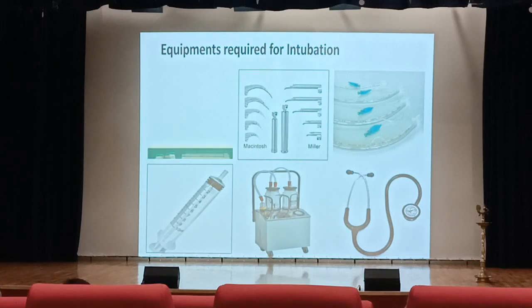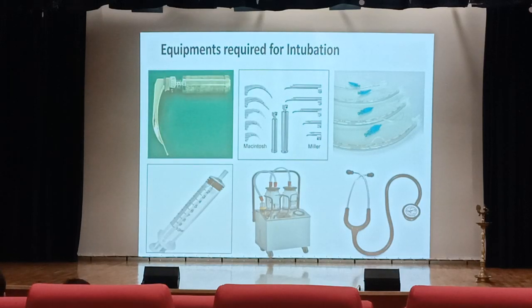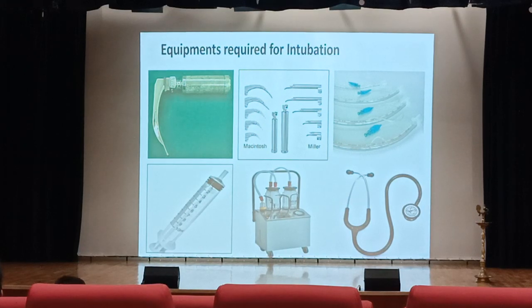So, the equipment required for intubation. First and foremost we need a laryngoscope. This laryngoscope can be with a Miller blade or Macintosh blade. Macintosh blade is generally used for adults, while Miller blade is used for pediatric patients. So we need to keep different sizes of the blades. After that, we need different sizes of tubes depending on the age and weight of the patient. A 10 cc syringe to inflate the cuff once we have secured the tube. A working suction machine with suction catheters, and a stethoscope to auscultate.